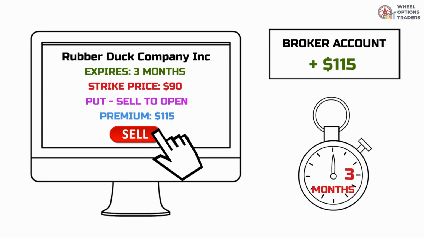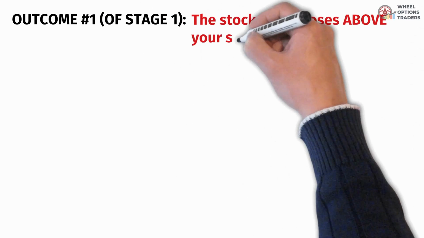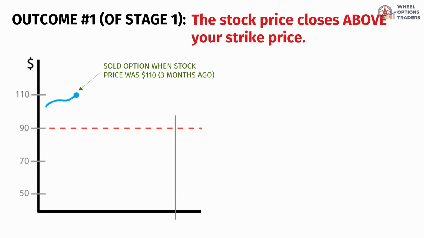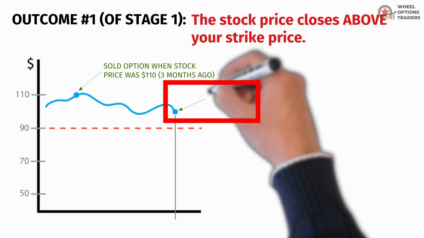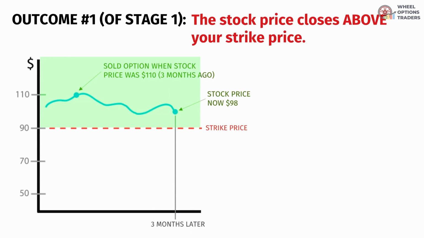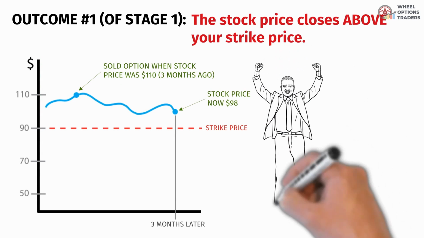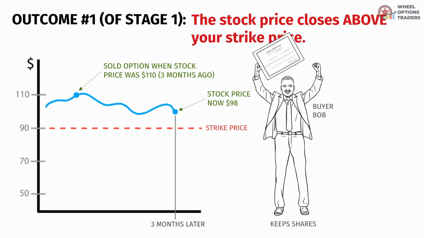Okay, so once the 3 months are up, there are 2 possible outcomes. The first outcome is that the stock price closes above your strike price of $90. So for example, on the final day of trading, the underlying stock closed at a price of $98. During the 3 months of your options contract, the price moved around and it fell a bit from 100, but it's still above your $90 strike price. So in this case, the buyer will keep hold of their shares of Rubber Duck Company and you'll walk away with $115 in your broker's account.